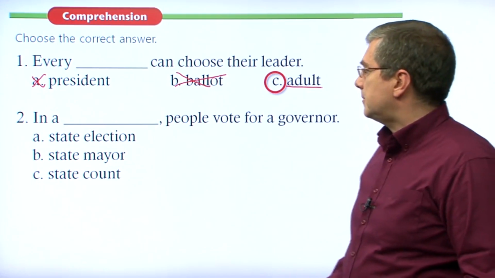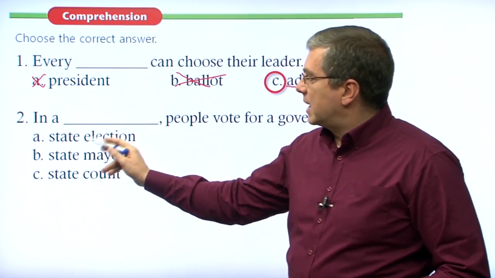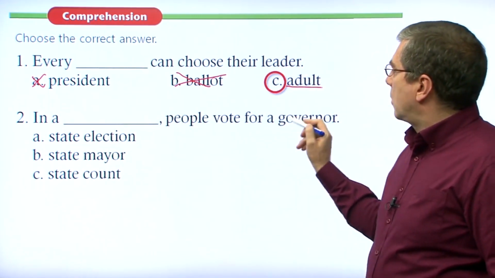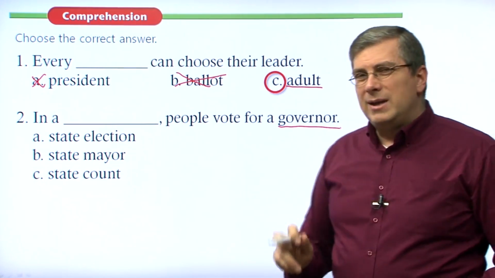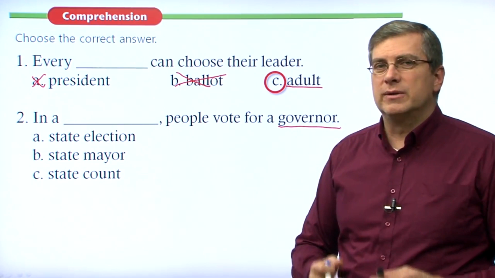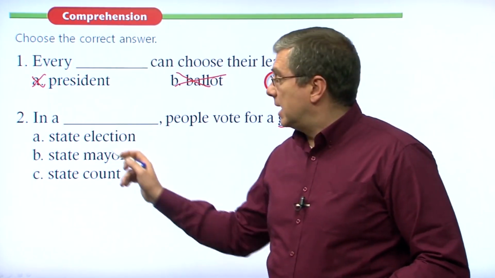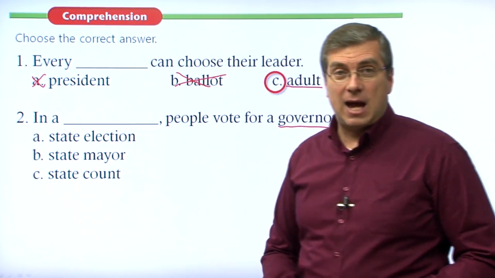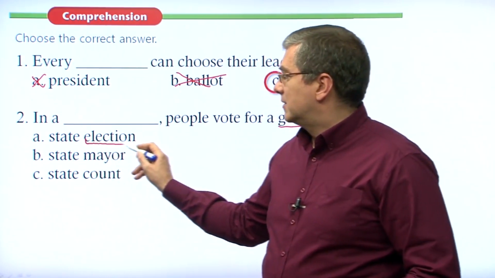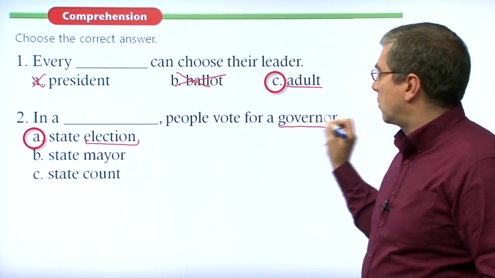Number 2, in a blank, and we can see different types of things here: state election, state mayor, state count. In a blank, people vote for a governor. So when do people vote for a governor? In a state election, in a state mayor, in a state count. Well, only one of these things is an event, right? This is an event. In a state election, people vote for a governor.